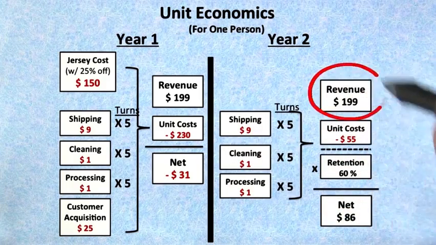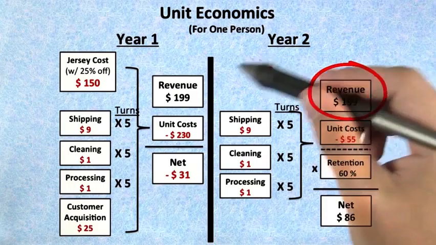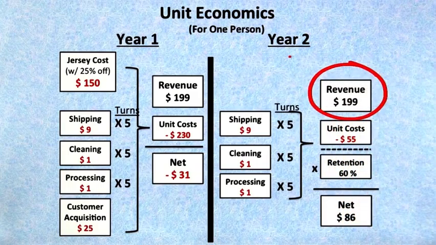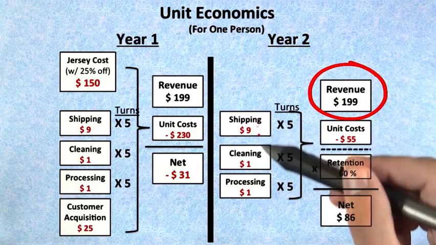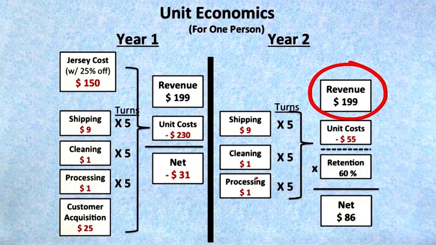Well, in the next year, you don't have that jersey cost because you're still turning that jersey. He might have only used it 2 or 3 or 4 times. And you don't have the customer acquisition cost because you already acquired that customer. You still have your shipping, cleaning, and processing costs, but your unit costs are now $55. And if you get 60% retention, your net for those customers now who stay longer than a year is $86.